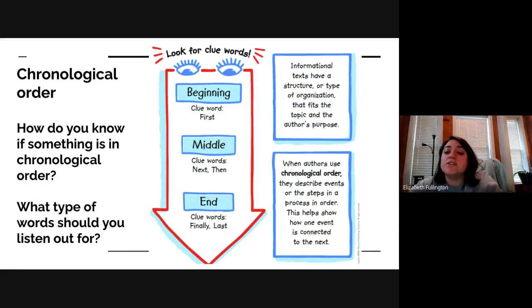So if Mrs. Fullington skips the middle of the story, are the beginning and the end going to make sense? No. So it's a very important piece of the puzzle, right? For beginning, middle, and end. We never want to skip a part of a story or expository piece. Guys, make sure that you're paying attention and your eyes are on the screen because this is very important, okay?